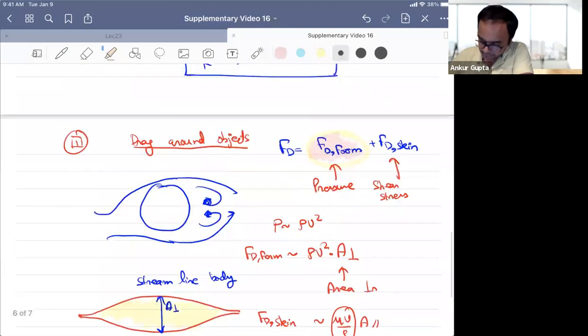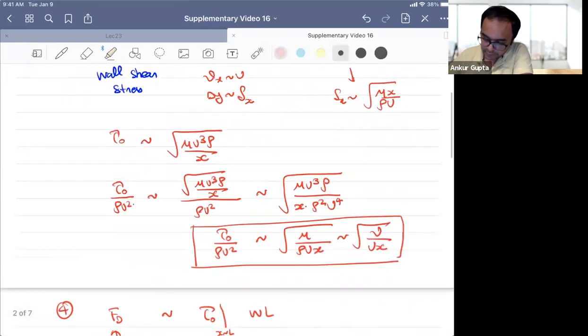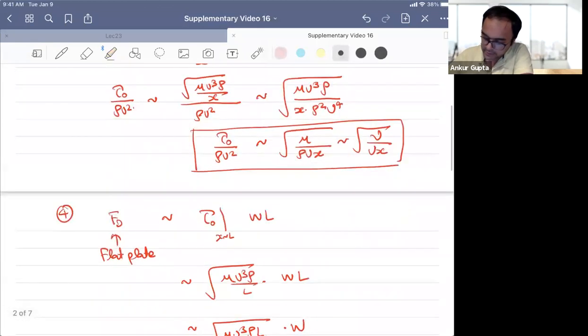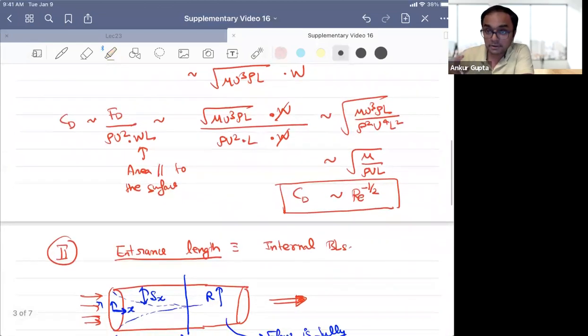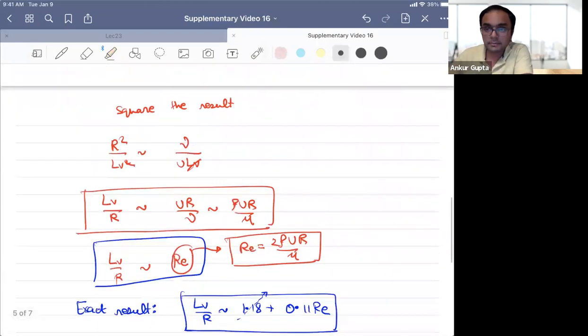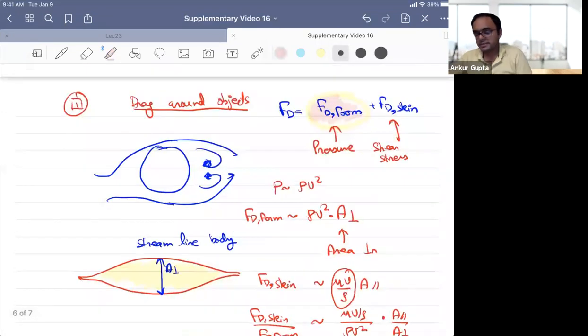So in this portion we discussed three topics. First, we discussed the flat plate: boundary layer thickness, shear stress, and the skin drag force. Then we went into the entrance length and derived the entrance length result within internal boundary layers. And finally, we discussed drag around objects and how form and skin drags can compete with each other.